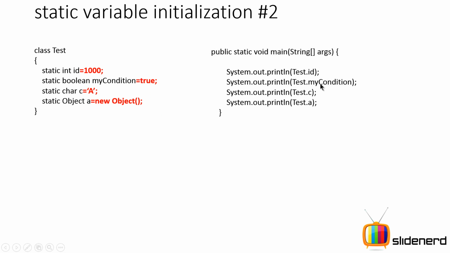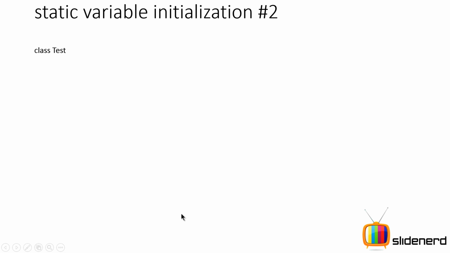Again, if I go and print them, test.id is 1000, test.myCondition is true, and a new object, whatever it comes out to be. And again, remember, give explicit values directly inside a constructor, or you can put it right here. Now this is one of the ways, remember, but if you do not want to initialize that, you can of course use the constructor here and a special block called the static block.